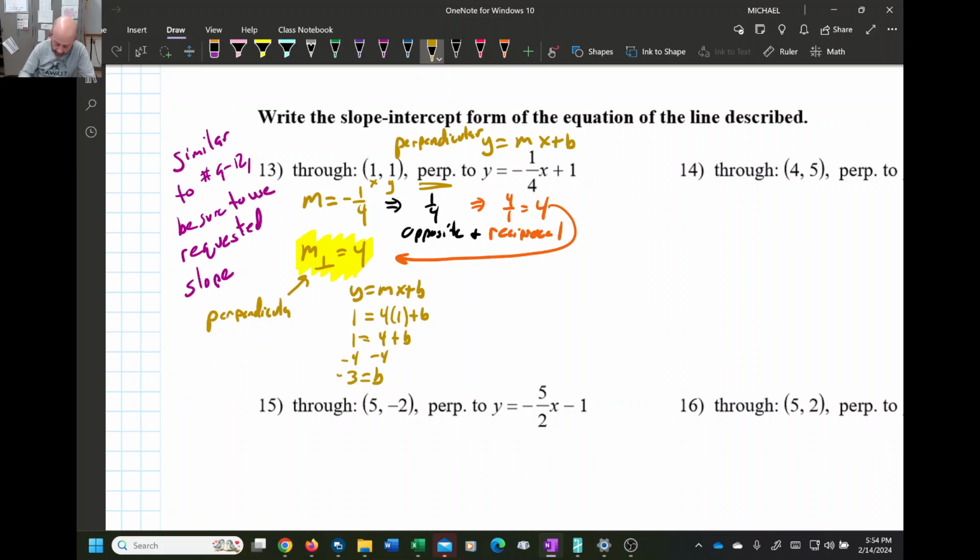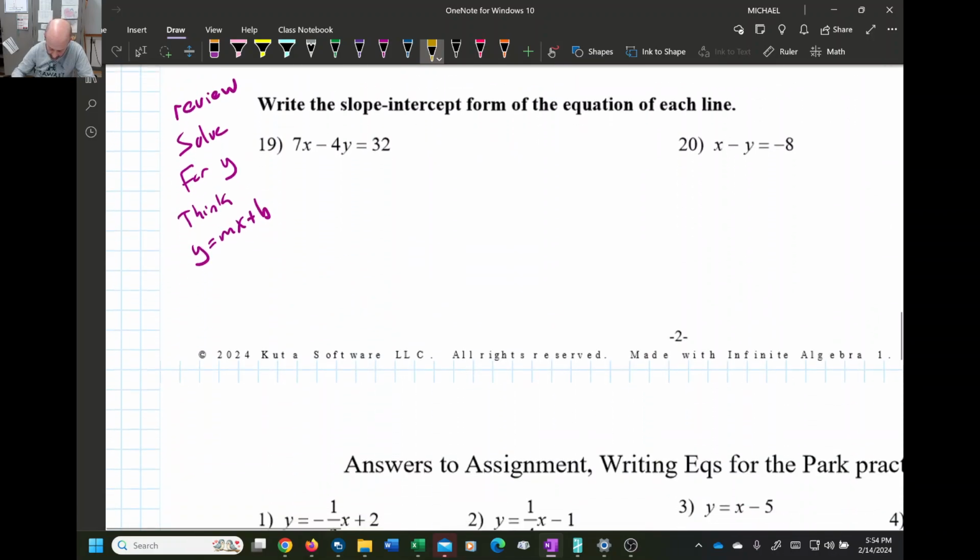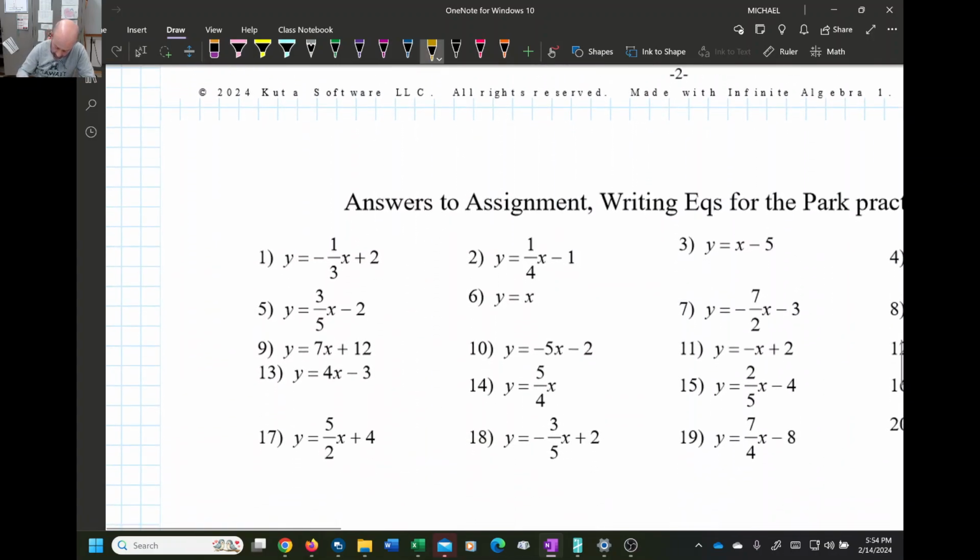So again, I got my slope, I got my y-intercept. I can just plug those into y equals mx plus b and get my equation. So that's going to be y equals 4x minus 3. Circle my answer. I'm going to go down here and check it. Looks good.